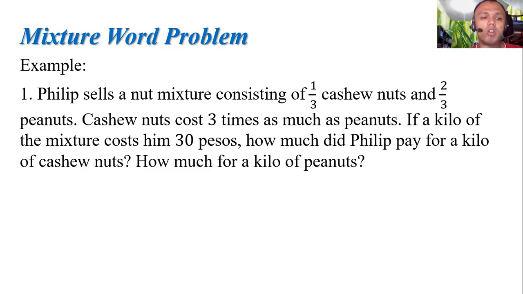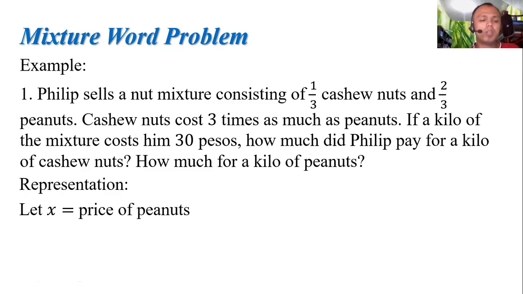Ngayon, kung if a kilo of mixture cost 30 pesos, how much did Philip pay for a kilo of cashew nuts and for a kilo of peanuts? So ilan yung ginastos niya sa kada kilo ng cashew nuts at saka sa kada kilo ng peanuts. Kung yung kilo ng pinagsamang cashew nuts at saka peanuts cost 30 pesos. Okay?